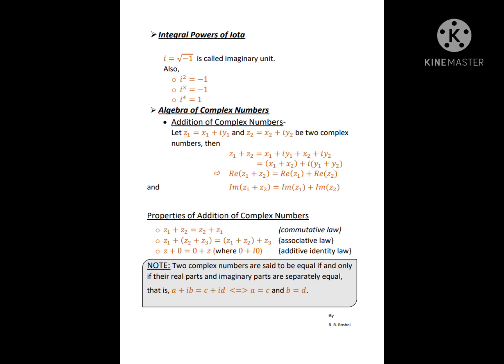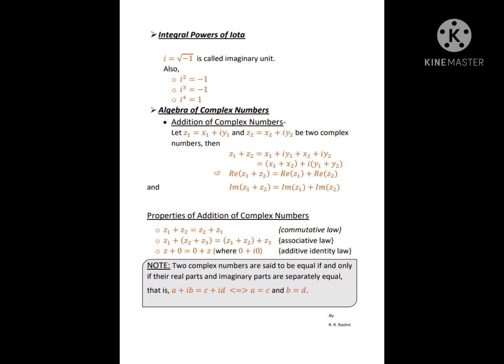Now we will have some interesting values of iota, that is, the integral powers of iota. i equals the square root of minus 1 and is called the imaginary unit. Also, i squared equals minus 1, i cubed equals minus i, and i to the power 4 equals 1. Also, we have the algebra of complex numbers, addition of complex numbers. Inside this topic, we have properties of addition of complex numbers. In the properties, we have the commutative law, associative law, and additive identity law, as I have explained in the PPT.